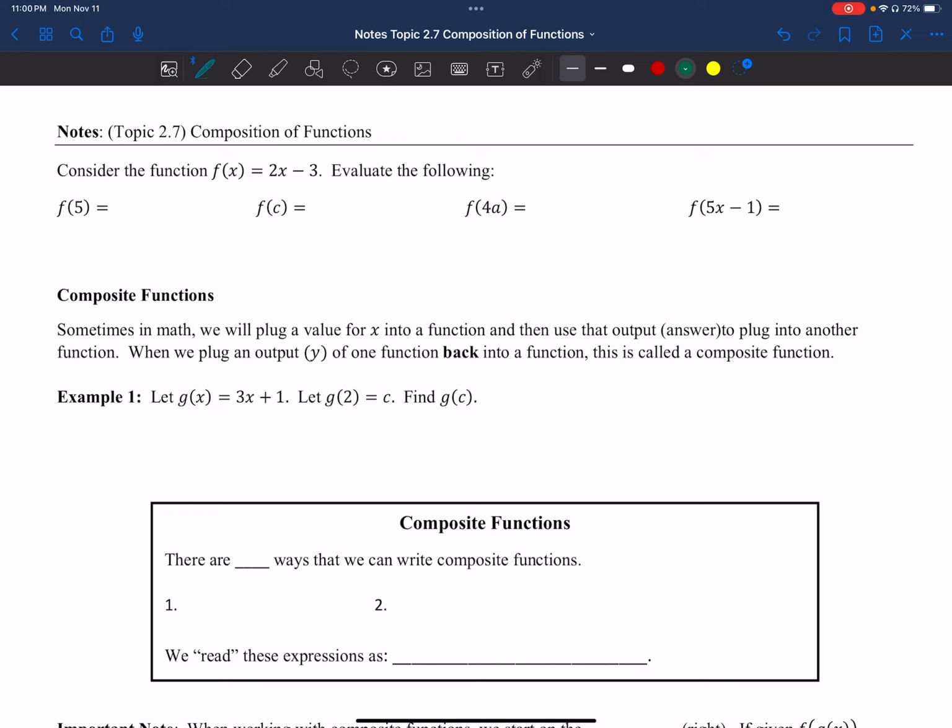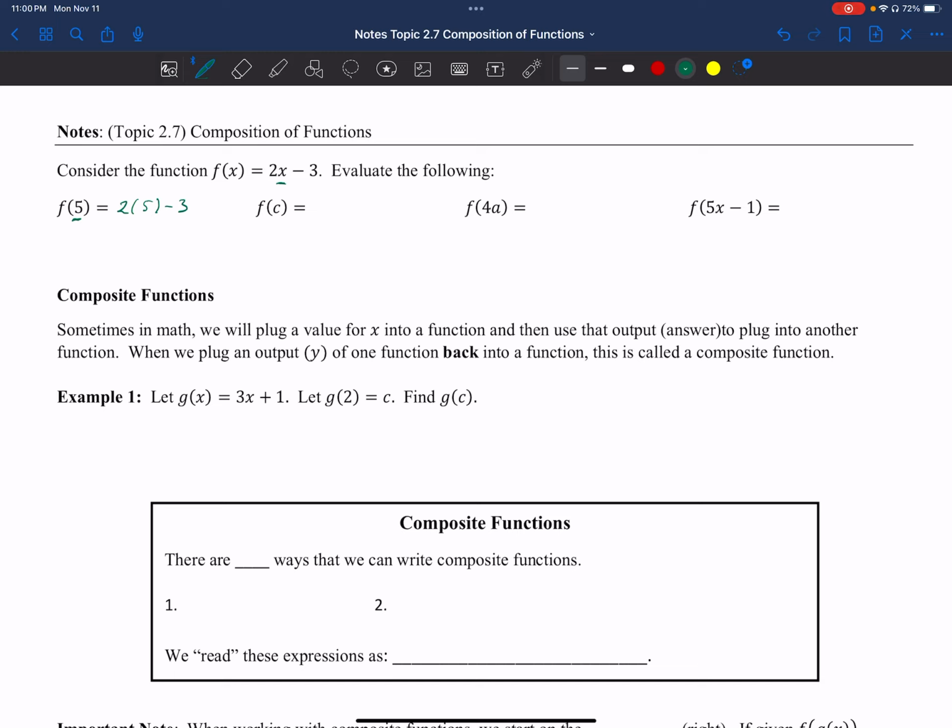So what I'm going to do is take my input value of 5 and input it into my function and then simplify to get my output, or my y value, from it. So here I'm going to do 2 times 5 minus 3. You can also think of it as replacing all my x's with the number inside of the parentheses that I'm evaluating. So this x right here is why it became a 5.